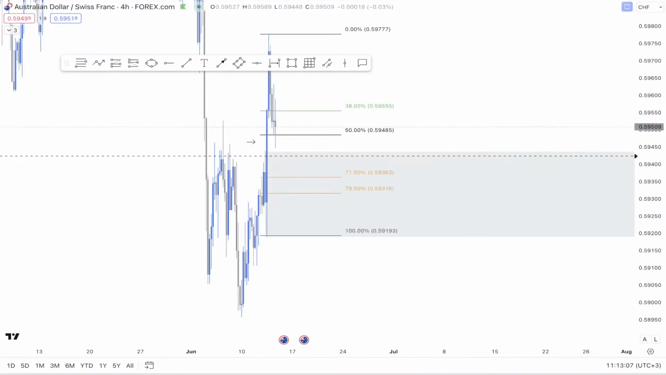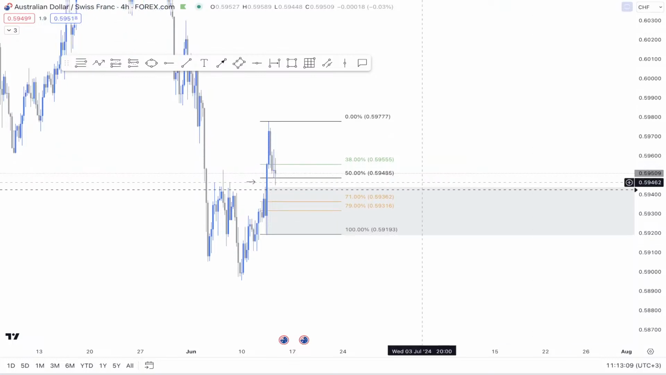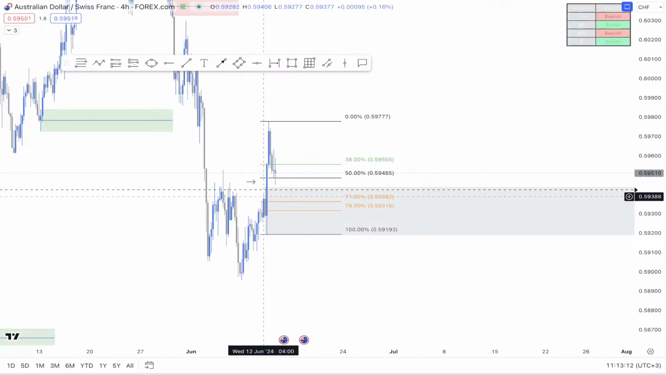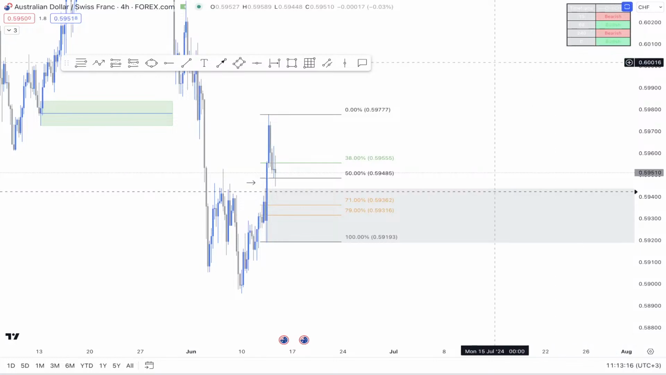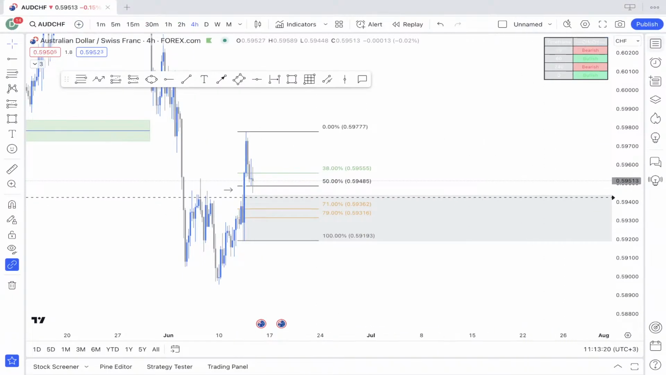On AUD CHF, we have a bullish setup, aggressive break, unmitigated order block lining up with the area of interest. Daily bullish on the graph, and pullback so far looking pretty corrective as well.